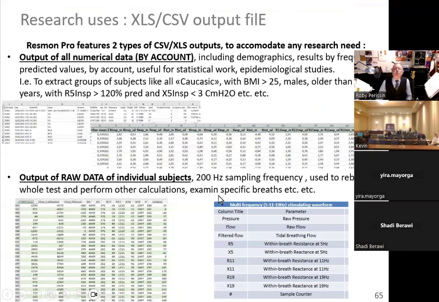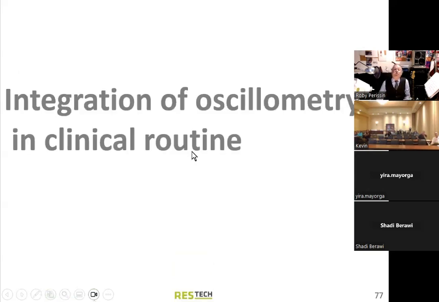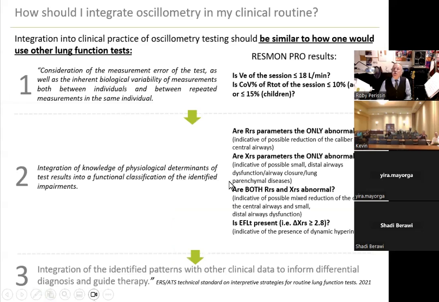And whoever wants to do research or any statistics, all the data can be saved, and after 6 months you can pull out an Excel spreadsheet selecting all the patients that are older than 60, with resistance very high or reactance very low, with a certain BMI. So the sky is the limit even for research. So having said that, we are right on time. Fantastic. How do we integrate this in clinical routine?